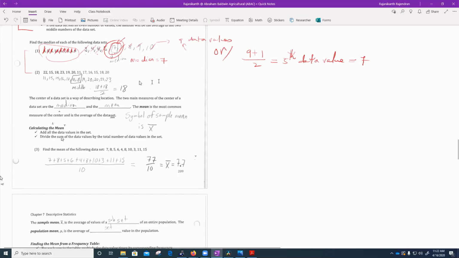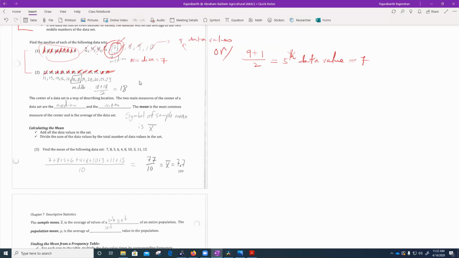Now here again, do the same thing. So I have 11, then 15, so there are two 15s. Then I have 16. Then I have 17. Then I have 18, but there are two 18s. Then I have 19. Okay, 20, again two 20s. Then 22. Then what? 23. Make sure that you are striking off all the numbers. So you have to cover all the numbers.